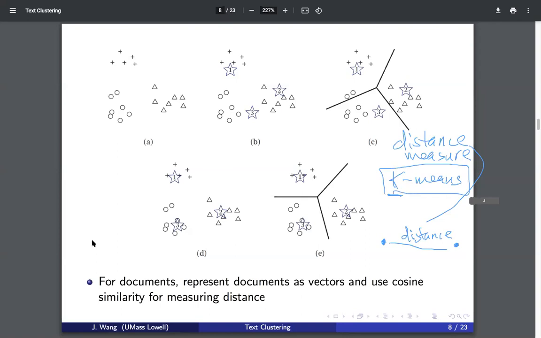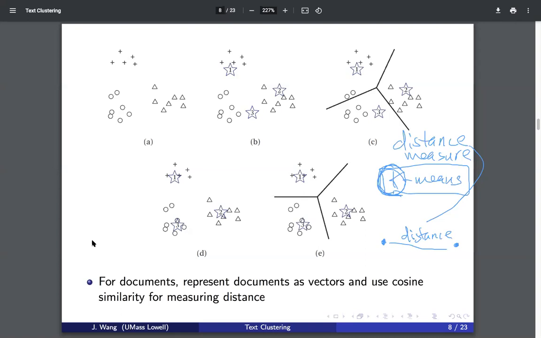The thing about k-means is that you have to preset the number of clusters you want to create. That means you have to make a judgment at the beginning. Let's say for this collection of items, I want to create two clusters, or three clusters, or 10 clusters. So that K, you need to set. Once K is set, you carry out the algorithm and K remains the same. That's what k-means means: at the beginning, I preset K, the number of clusters I want to create.